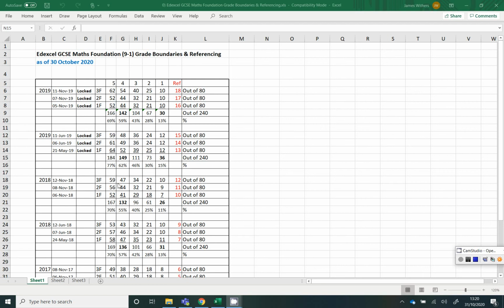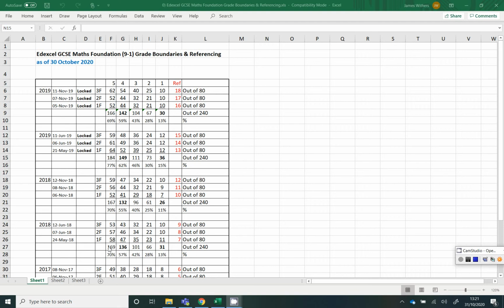So these are the grade boundaries for the Edexcel GCSE Maths Foundation 9-1 paper. As you know, I'm sure, there's the three papers, so 1F, 2F and 3F, whereas 1F is the non-calculator paper and 2F and 3F are the calculator papers, each of them being out of 80.